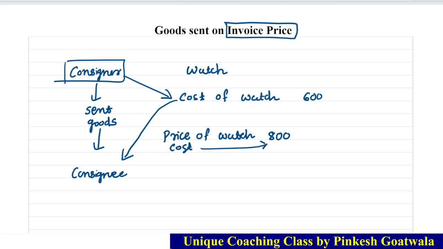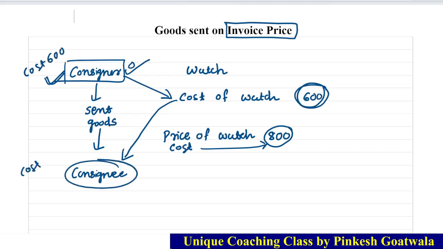But what is the actual price? The actual price is 600, but he informed the consignee that the price is 800. તો જે actually cost છે એ consignor ને જ ખબર હશે. The consignee doesn't know the actual cost. જે consignor કહેશે એ જ એના માટે cost કહેવાશે. So here for the consignor the cost is 600, but for the consignee the cost is 800, because consignor કહેશે કે ભાઈ 800 ની એની cost છે. એવું consignee ને inform કરશે.